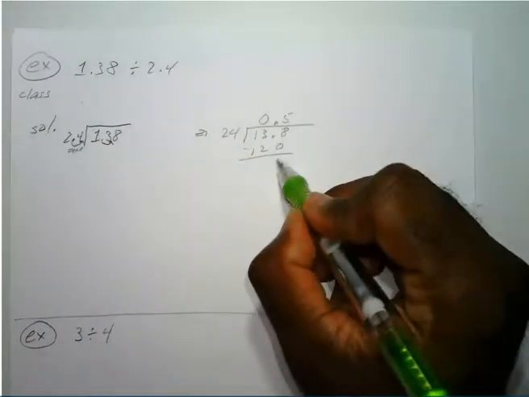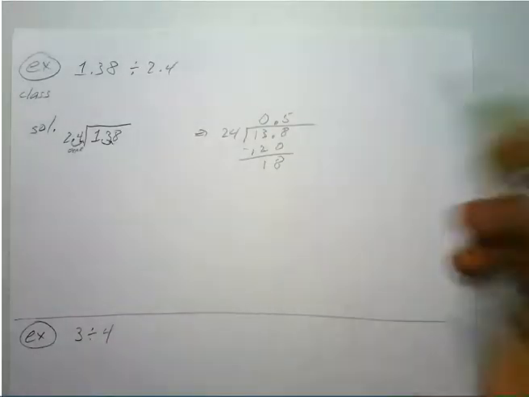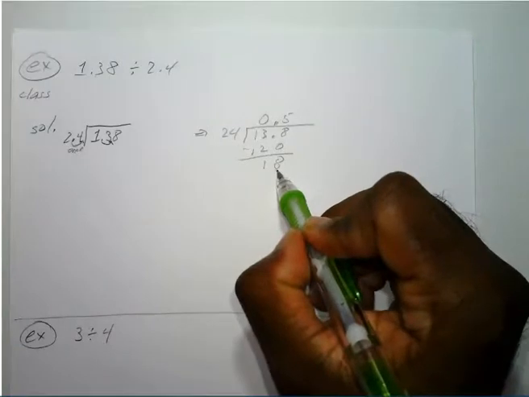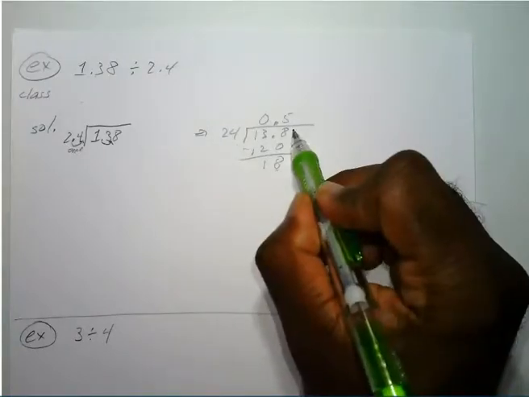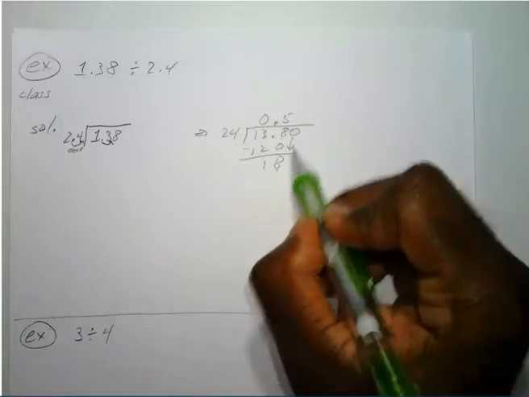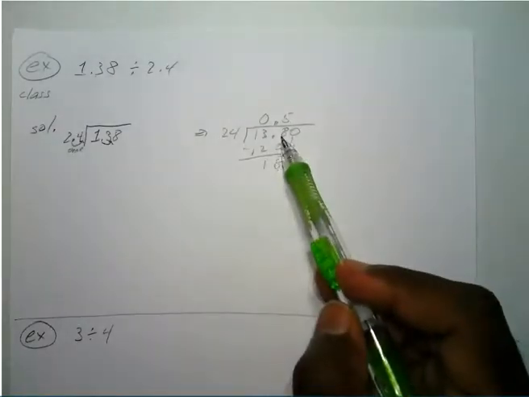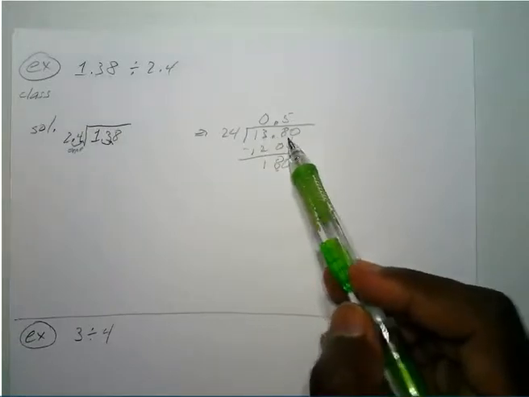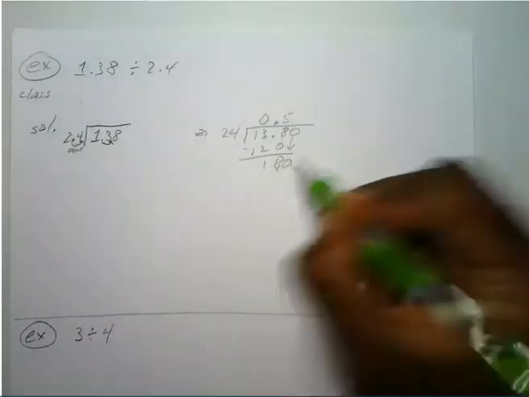8 minus 0 is 8. 3 minus 2 is 1. Okay, so because we don't have a remainder of 0, and we want a few more decimal places, we go ahead and add a 0 here. And we bring that down. Okay, remember, 13.8 is the same as 13.80, so you're good there. So we go ahead and add a 0, and we bring that down.